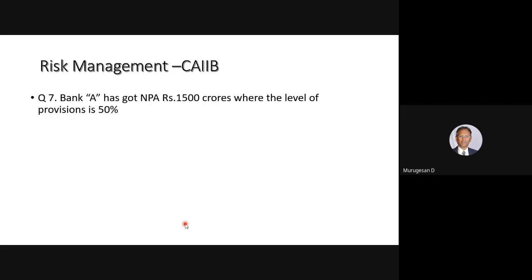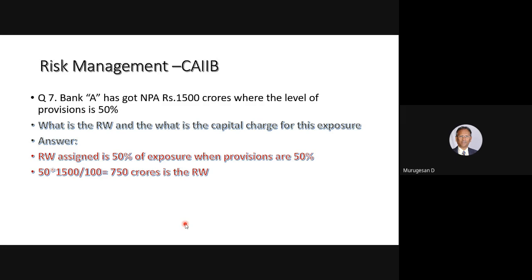You see the next question. Your bank has got NPA, because one question on NPA every year they are asking. 1500 crore NPA. You understand? There are three groupings of NPA: provision less than 20, 20 to 50, and provisions more than 50. Here the provisions are 50 and above. Then the risk weight assigned will be 50% only, because already you have got a provision of 50, no? So the remaining risk is 50. Though the NPA is 1500, at 50% risk the risk weight is 750. So how much capital needed? 750 into 9. Unless you know this, you will not get the marks. We are going to discuss all, don't worry. Nothing will be missed.